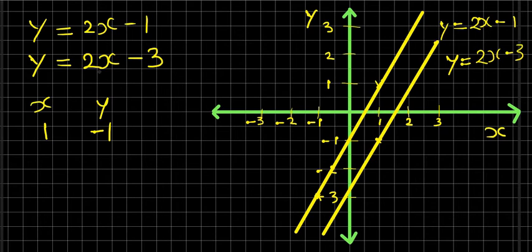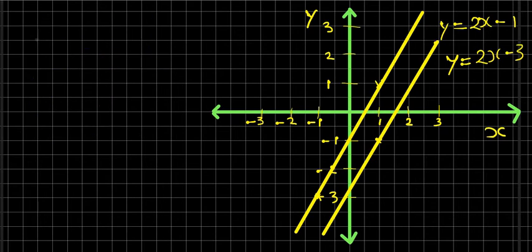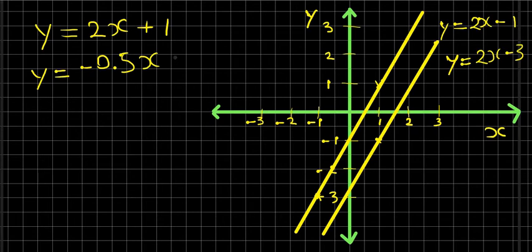Now let's consider another scenario. Let's say we have to deal with two lines, and those are y equals 2x plus 1 and y equals minus 0.5x minus 5. Now in this case, I'm going to evaluate whether these two lines are perpendicular to each other.